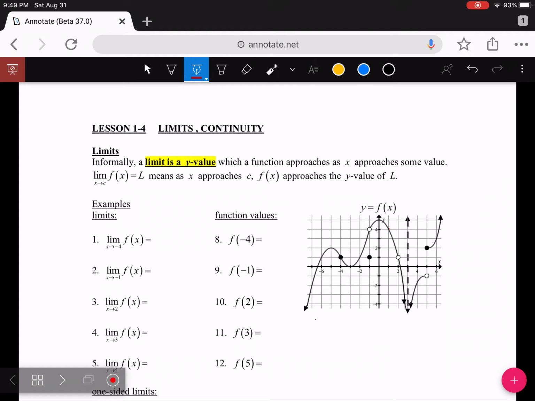Anyway, this is one of the first topics of real calculus, and the next one that this is going to lead into is derivatives. So they really do link to each other. All right, so what is a limit? Well, basically, a limit is a y value which a function approaches as x approaches some value, okay?